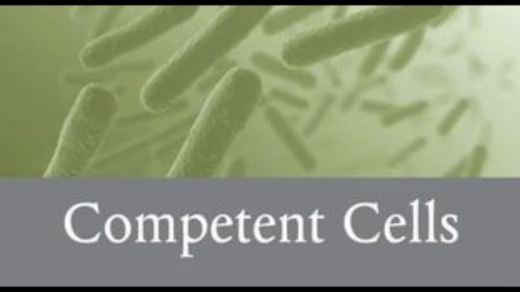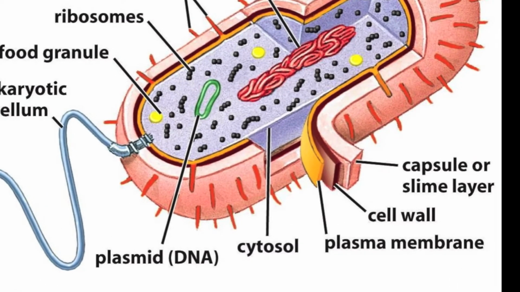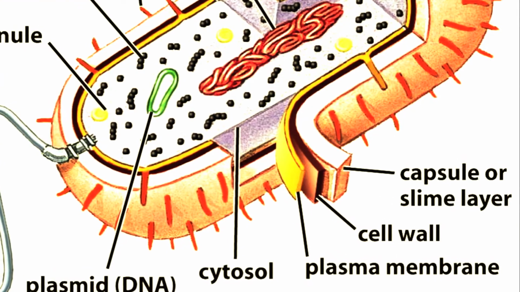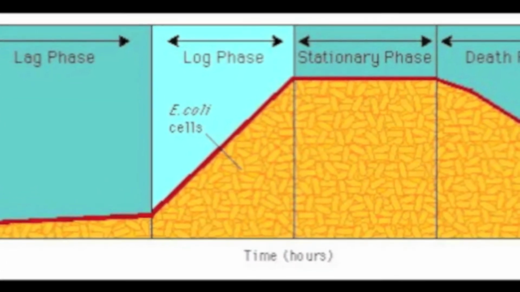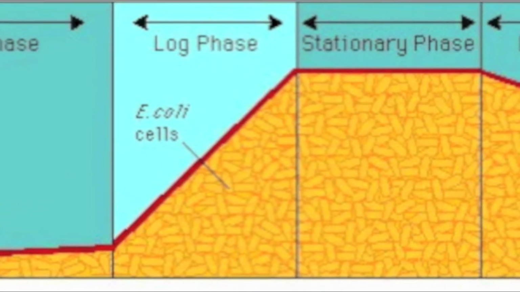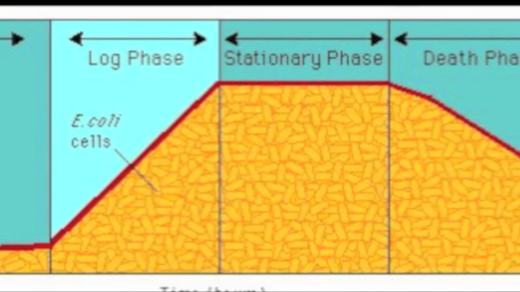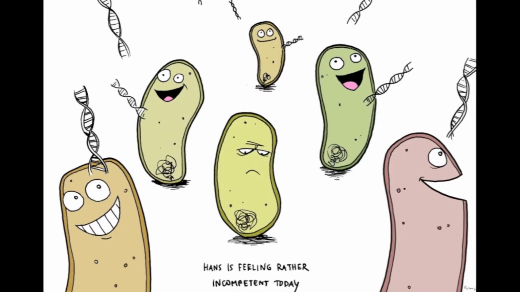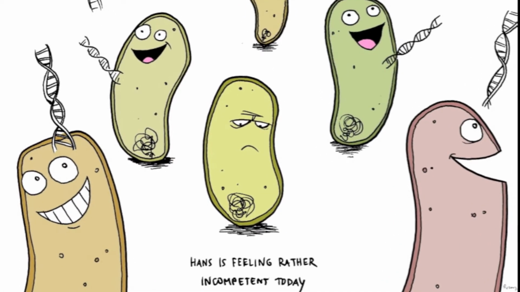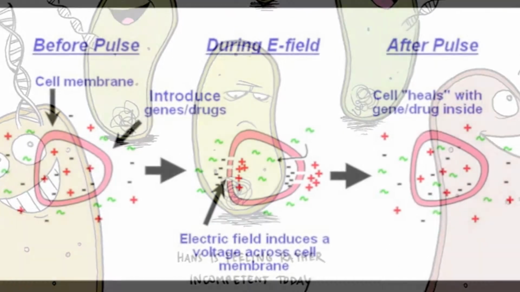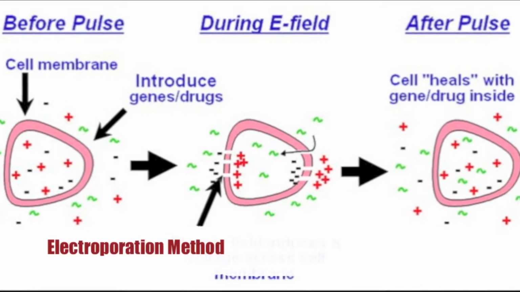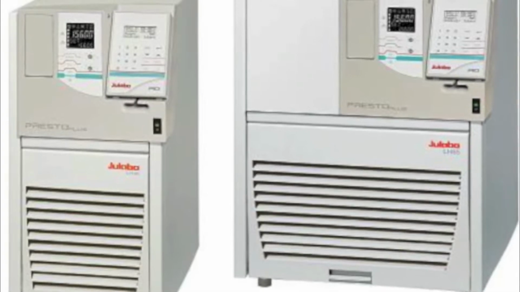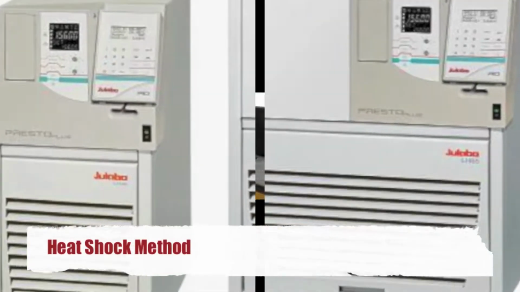Competent cells are cells that can survive altering their cell walls to take in foreign DNA. These cells are usually still growing and are in the log phase of cell growth. There are a couple different ways to make competent cells. One method is electroporation, in which an electric current is passed through the cells, but the most common method is the heat shock method.